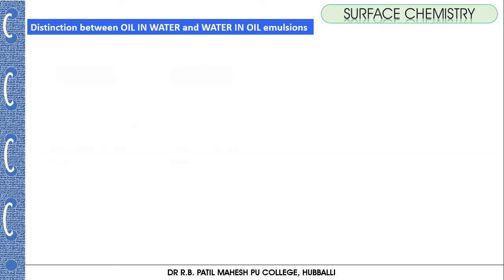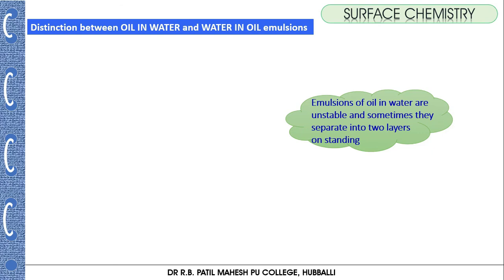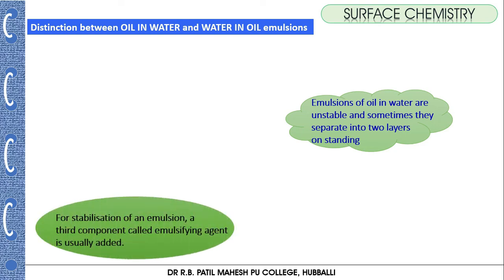The emulsions of oil in water are unstable and sometimes they separate into two layers on standing for a longer time. For stabilization of an emulsion, a third component called an emulsifying agent is generally used.